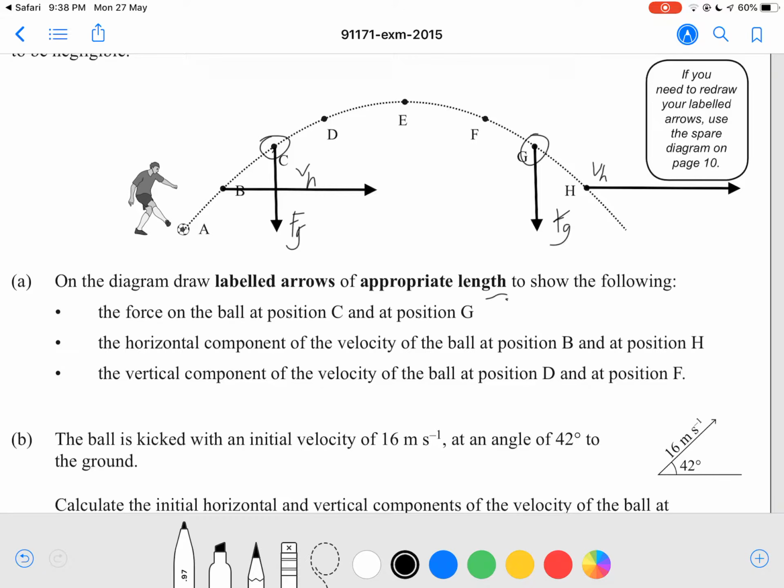And it says the vertical component of velocity of the ball at position D and position F, okay? So at position D, the ball is still traveling upwards. It goes up and up and up, and then at E, it stops for a brief moment of time, the vertical velocity is 0. After the ball reaches this midpoint, it's going to start traveling down, so the vertical velocity is going to start acting downwards. So at D, the vertical velocity is acting upwards, and at F, the vertical velocity is acting downwards, okay?